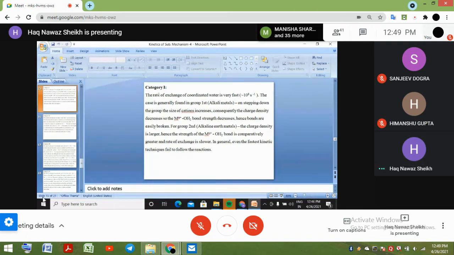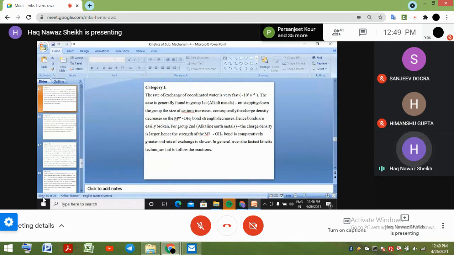Category 1 is where the rate of exchange of the coordinated water is very fast. The rate constants are of the order of 10 raised to the power 8 per second. Generally, these rates will obviously be first order because the incoming group is water, which is the solvent, and its concentration is so large that it does not change with time. So you cannot monitor its concentration.